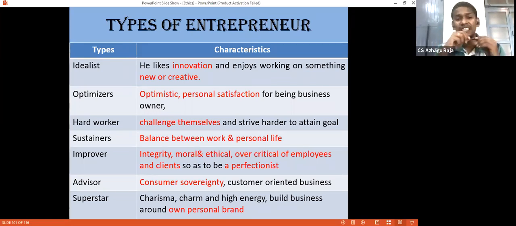And sustainer, basically the balance between work life and personal life. See, we might have come across the agency theory. What is that agency theory? When you are a salaried employee, you will work only from 10 to 6, depending on the company, the working hours keep changing. But when it comes to the owner, there is no time limit, right?